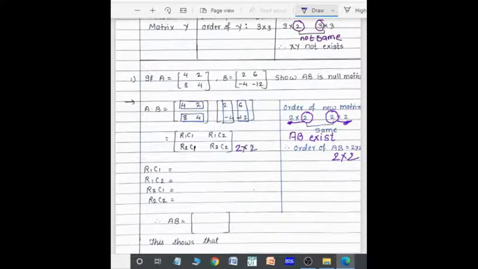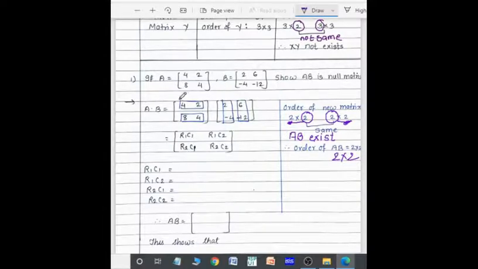So, after writing A into B, we need to write down the elements of the new matrix in the row and column form. See, if it is a 2 by 2 matrix, this is first row, second row, first column, second column. So, first position will be first row and first column. This is again first row and second column, so R1 C2. For third, this is second row and first column, so R2 C1. This is again second row and second column, so R2 C2. In this way, we need to write down the positions of the element. Because we are going to find it out separately, so we have to write it like this.